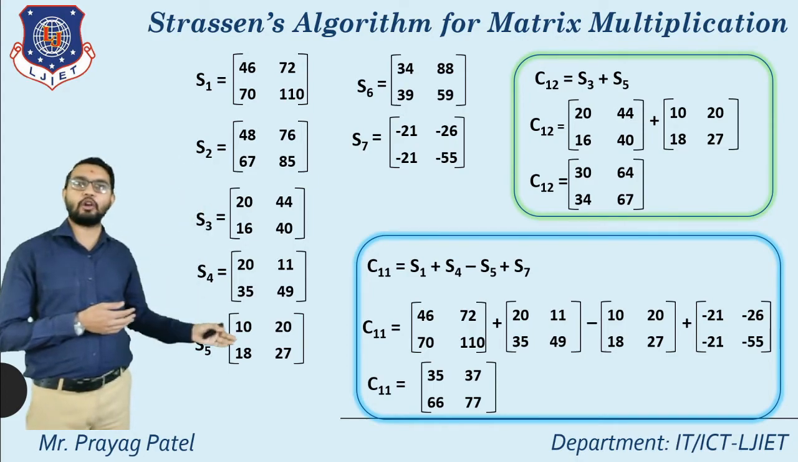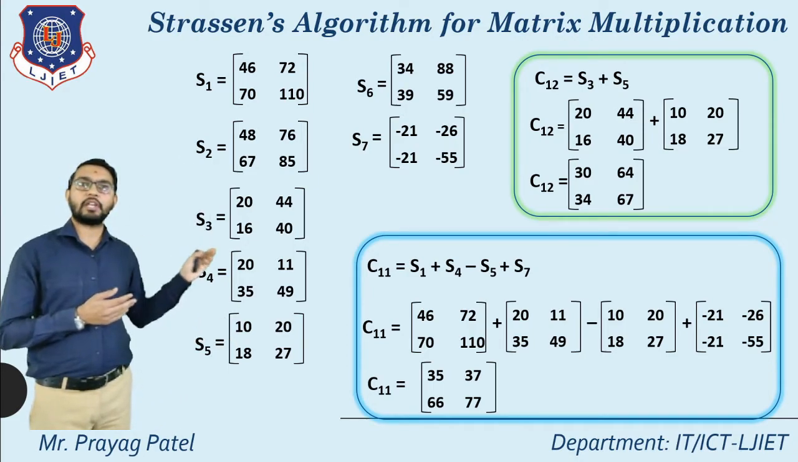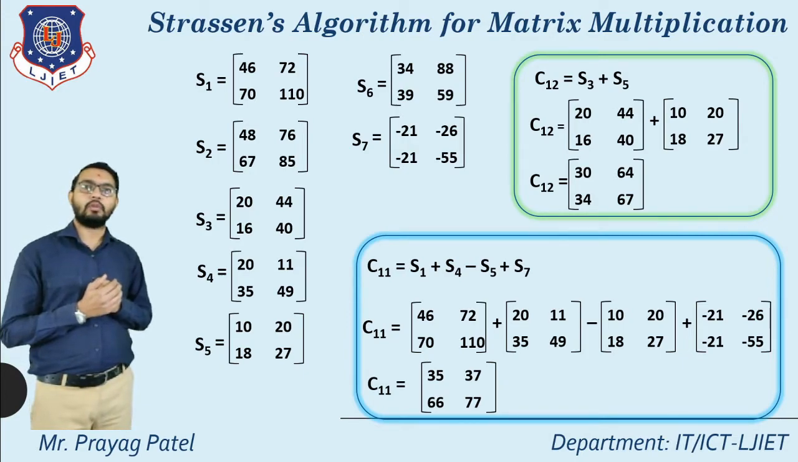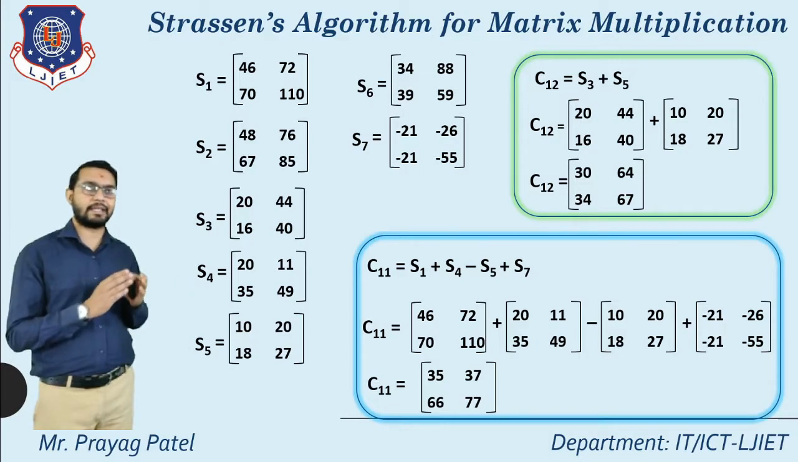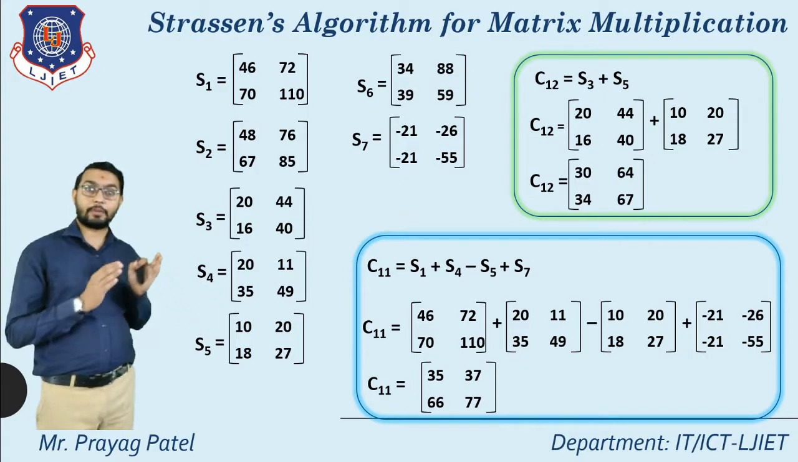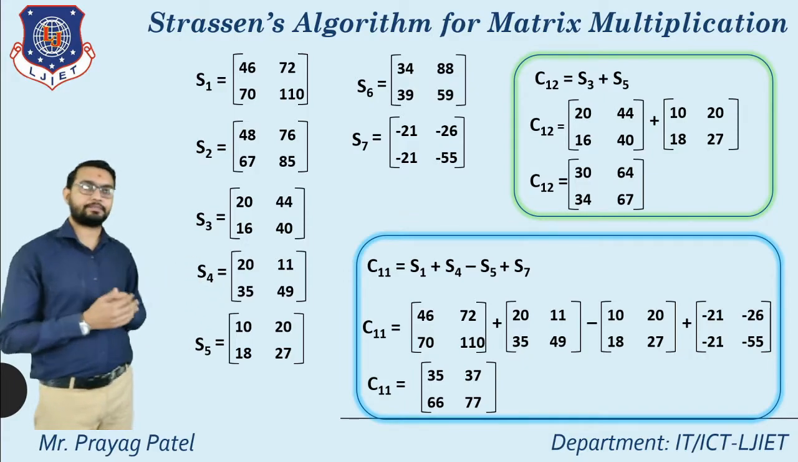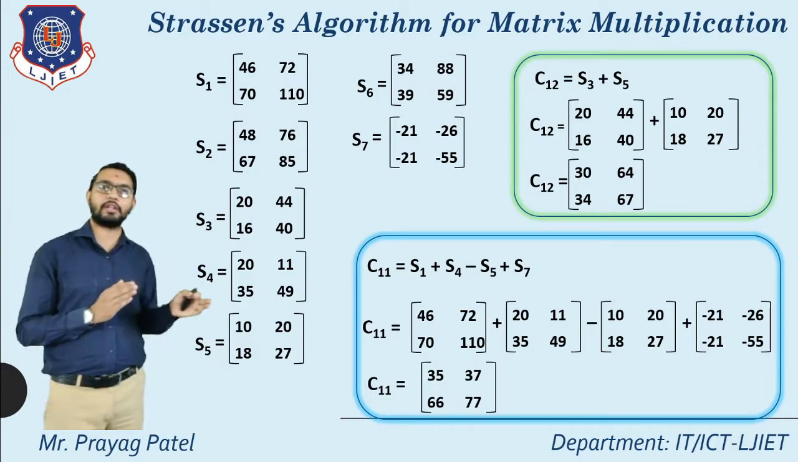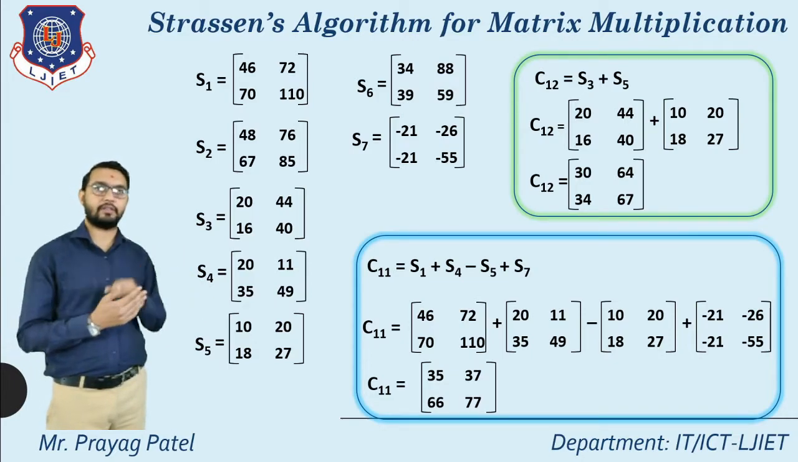So we already have the values of S1 to S7. Now the first equation is C11. C11 equals S1 plus S4 minus S5 plus S7. So put the values of S1, S4, S5 and S7 as 2 cross 2 matrices, then perform the addition or subtraction operation on the given matrices. So here C11 equals the final answer 35, 37, 66, 77.